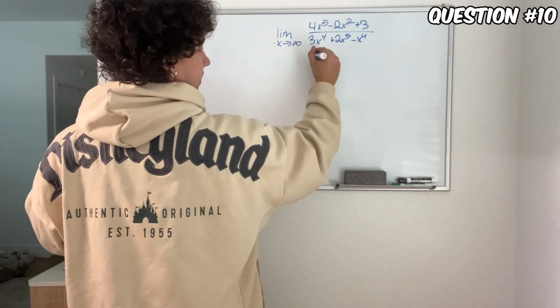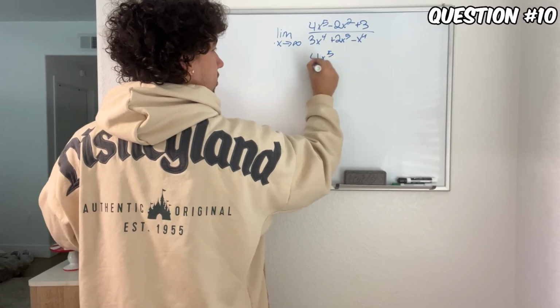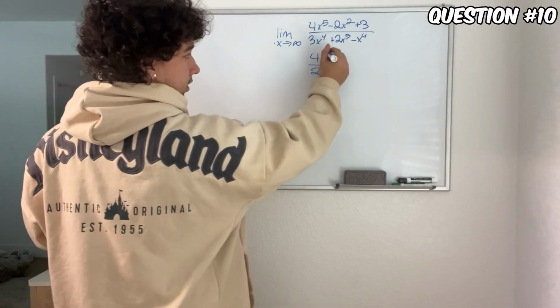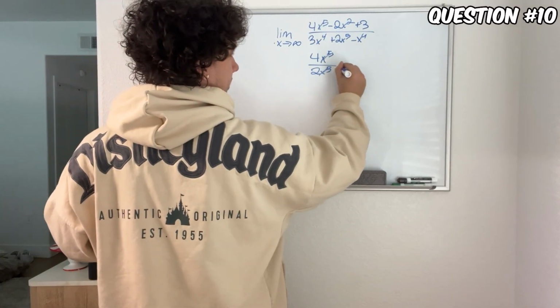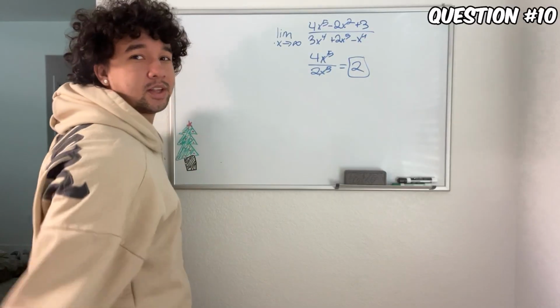So I'm just going to simplify this thing down to the highest degree terms, which is 4x to the fifth over 2x to the fifth. Then what I'm going to do here is simplify. Look at this, x to the fifth and x to the fifth, they cancel out. So I get 4 over 2, which is equal to 2. That's your limit, simple enough.